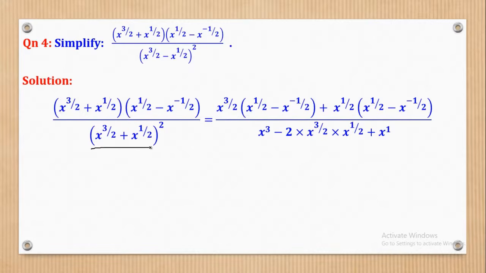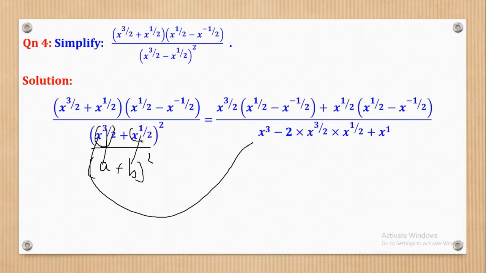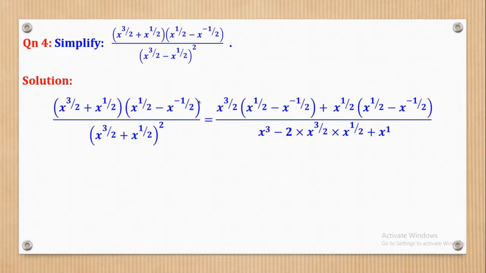Then for this one, we should remember the identity for expanding a plus b squared. When I expand a plus b squared, it becomes a squared plus 2ab plus b squared. Now a squared, when I square this, I come up with x cubed. The next part is 2ab. Now 2 times this, this is what you see here, 2 times that times that. Then plus b squared, the square of this one gives you x to the power 1. Okay, now we have dealt with the denominator.